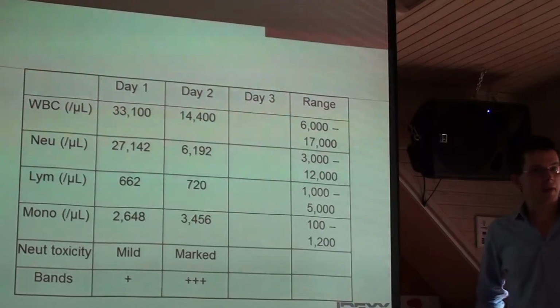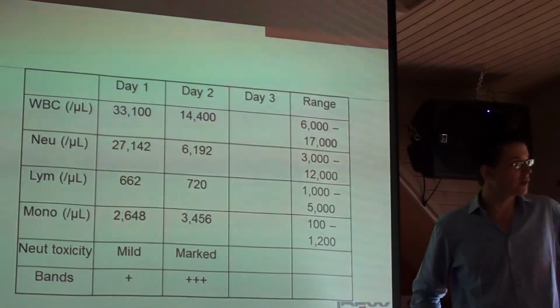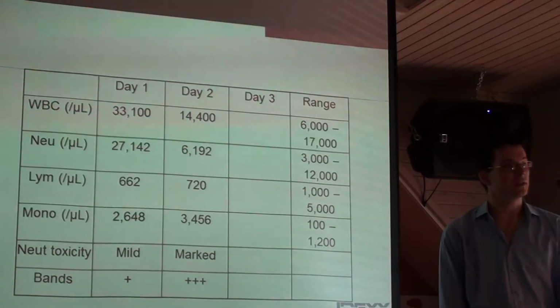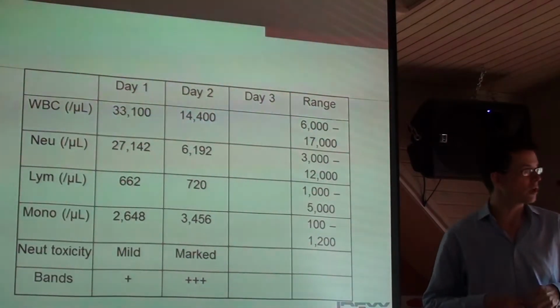Remember, we are sampling the peripheral blood, which is the middle ground between where the white blood cells are made and where they are being used.